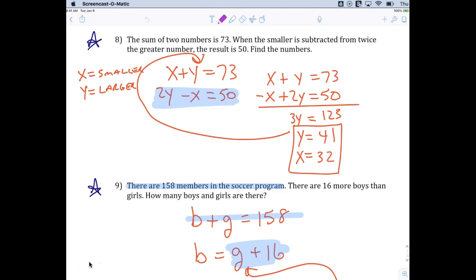Now, why is this one a little bit trickier? Because look at my x and y. They're not in the correct order. So what did I have to do? I had to rewrite them as negative x plus 2y equals 50. Now, if you don't see that, now's the time to speak up. I don't care about the solution. I care about setting this up. Anybody have any questions? Yes.